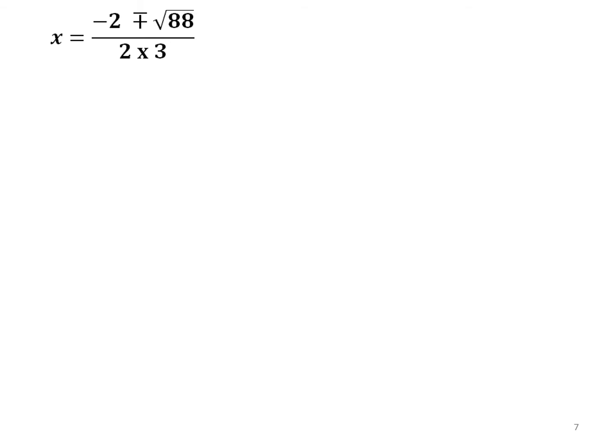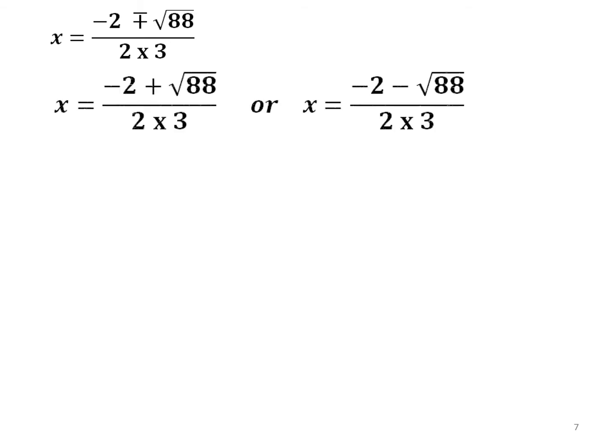Now we substitute the values. X is equal to minus 2 plus or minus under root 88 upon 2 into 3. Plus or minus, so we will have two different values. X is equal to minus 2 plus under root 88 upon 2 into 3. X is equal to minus 2 minus under root 88 upon 2 into 3.